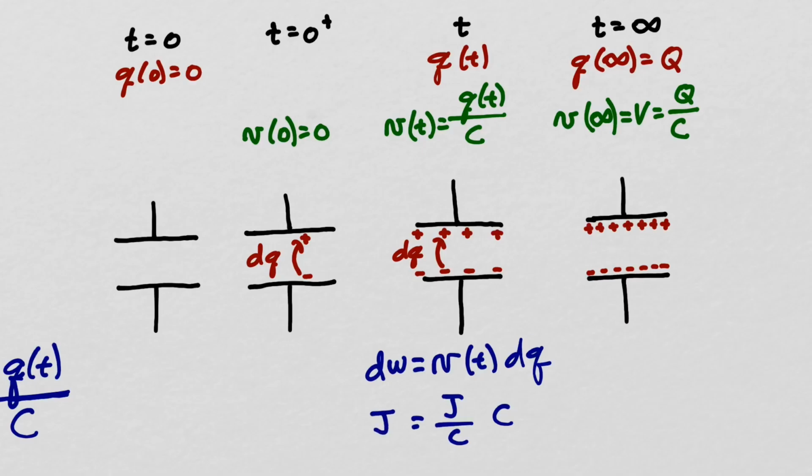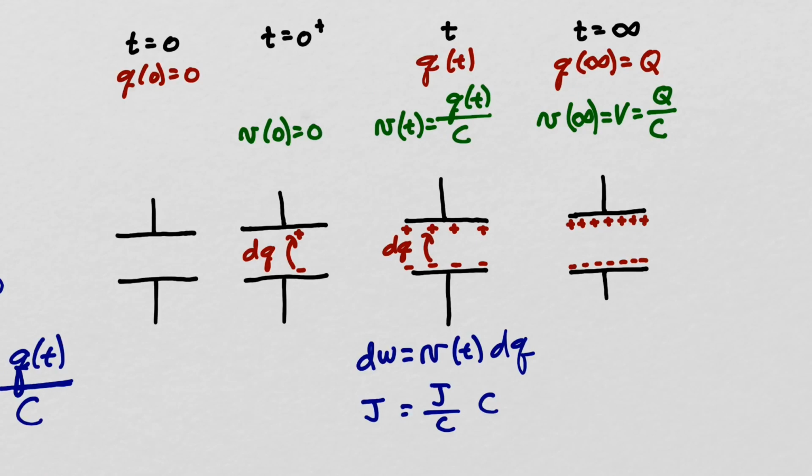For the voltage, we can substitute the charge on the capacitor over the value of the capacitance. As the charge on the capacitor increases, it takes more and more work to move each dq because the electric field inside the capacitor is getting larger. The energy stored on the capacitor is the total work it took to go from a charge of 0 to a charge of Q.